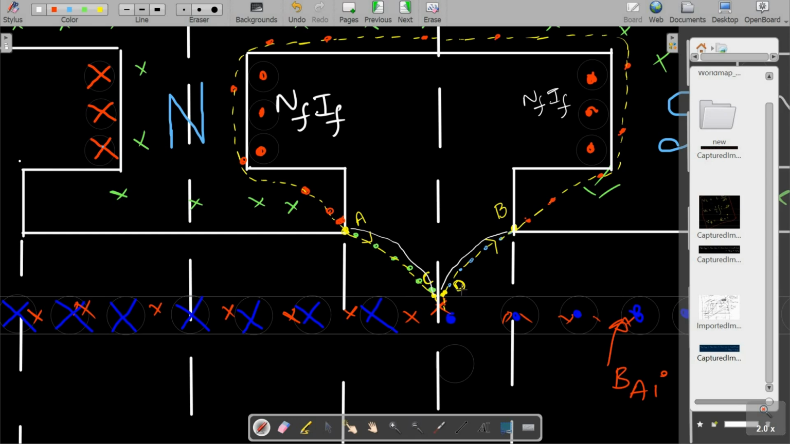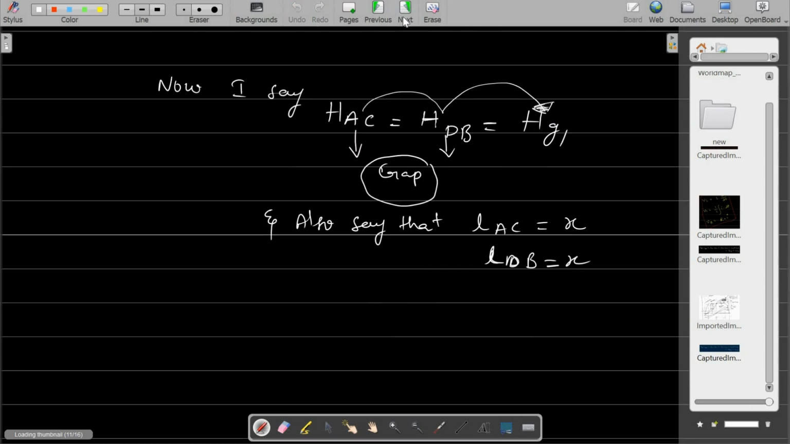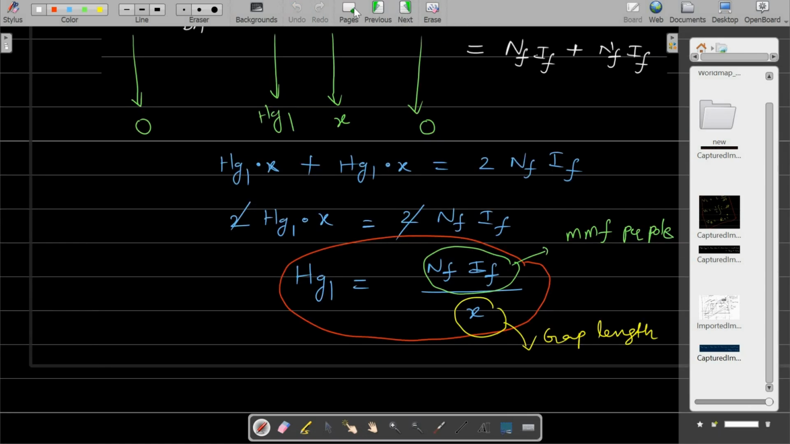Then what is that Hg1? Hg1 is nothing but, on everywhere on this AC line, Hg1, here, here, here, and also on the DB line, Hg1. We have to put them as the same. An approximation, an assumption like that. All these things are the same. We have to call these assumptions, and we have got that equation for the gap length.